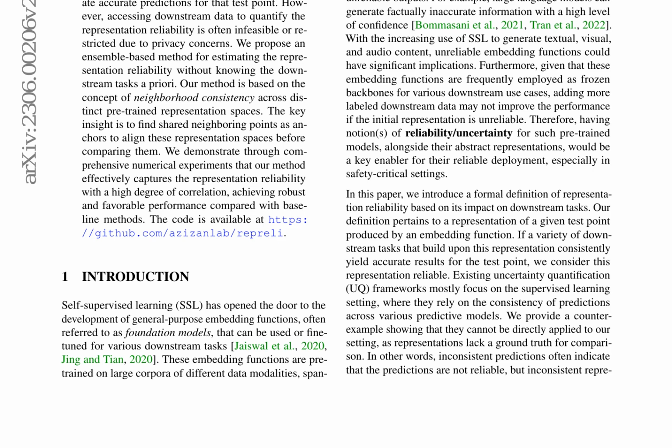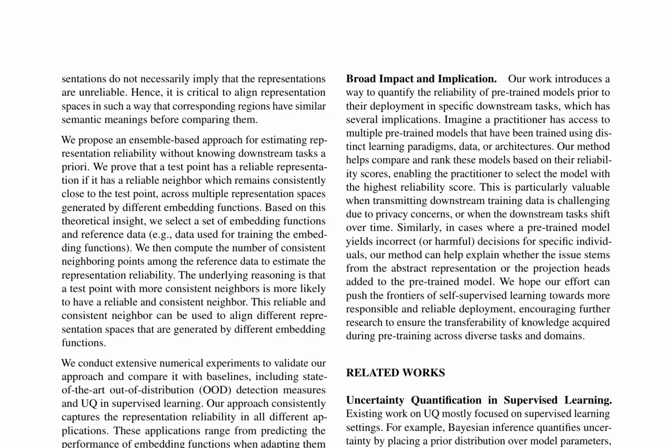To address this, an ensemble-based method for estimating representation reliability without knowing the downstream tasks a priori has been proposed. This method is based on the concept of neighborhood consistency across distinct pre-trained representation spaces. The key insight is to find shared neighboring points as anchors to align these representation spaces before comparing them. Estimating representation reliability is crucial for ensuring the trustworthiness of pre-trained models in various applications.